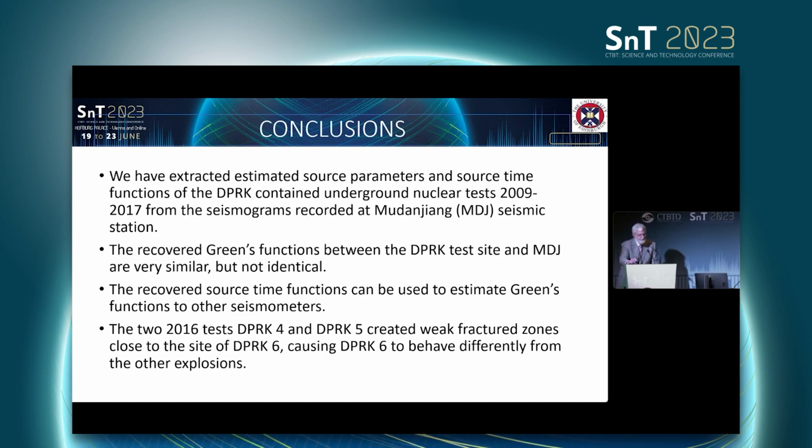So we have extracted estimated source parameters and source time functions of the dPRK contained underground nuclear tests from 2009 to 2017 from the seismograms recorded at MDJ. The recovered Green's functions between the DPRK test site and MDJ are very similar but not identical. The recovered source time functions can be used to estimate Green's functions to other seismometers. And the two 2016 tests, DPRK4 and DPRK5, created weak fractured zones close to the site of DPRK6, causing it to behave differently from the other explosions.